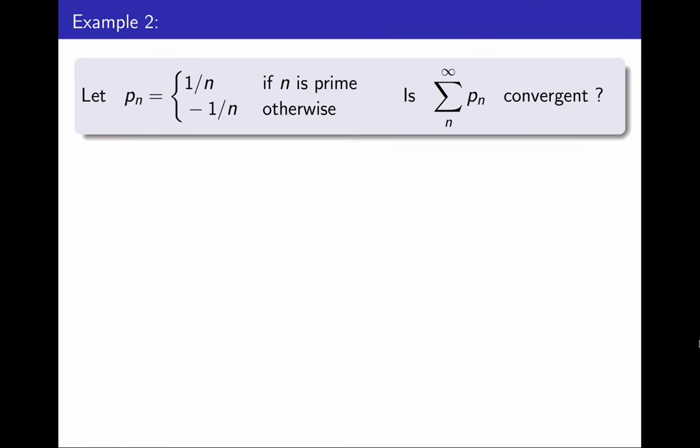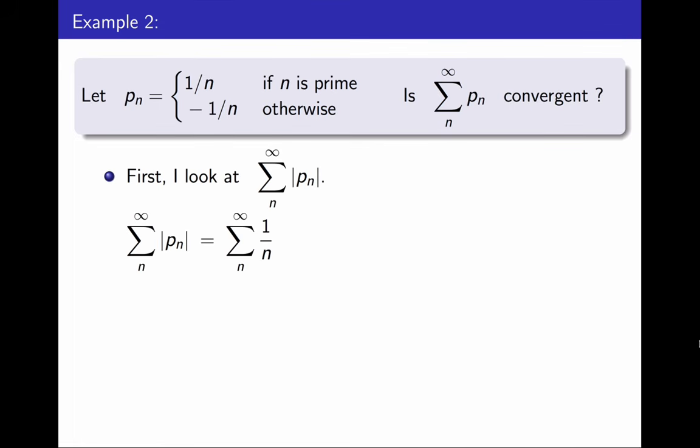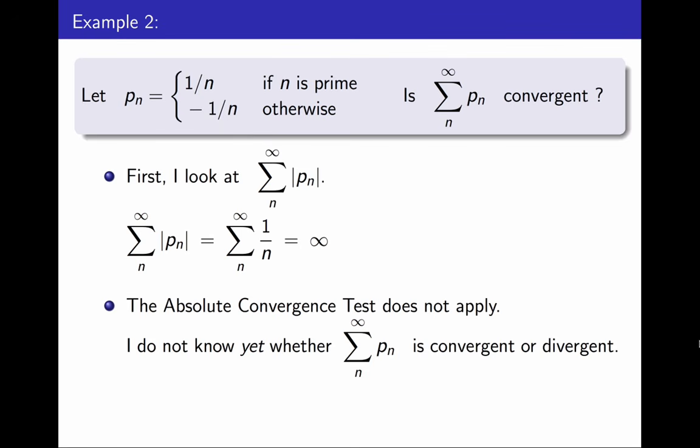To attack this problem, I do not have any other idea, so first I can look at the same series with absolute values. In this case, that's easy. It is exactly the sum of 1 over n. I recognize the harmonic series, and I know it is divergent. Unfortunately, this means the absolute convergence test does not apply. I do not know yet whether the original series is convergent or divergent. It is definitely one or the other, but I will have to do more work to figure out which one. As I said earlier, I am postponing the proof till the next video.